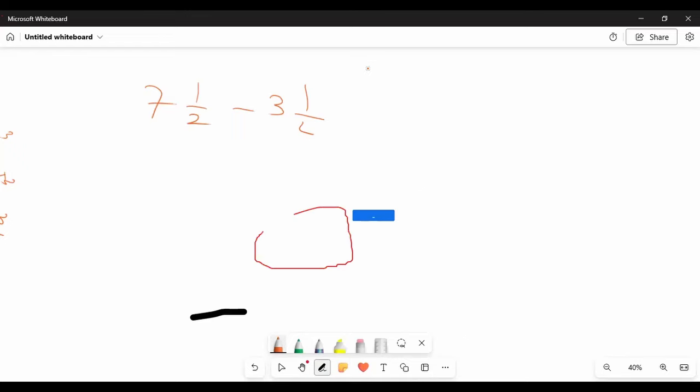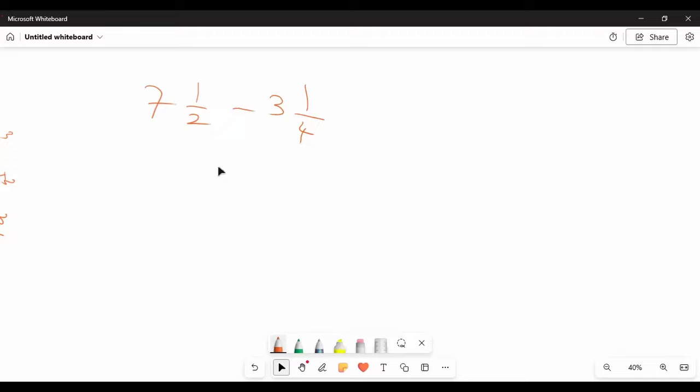I think someone is drawing on the screen. Thank you. All right, so what we have to do is convert this fraction to a mixed number. I mean, we can do, would you mind stopping that, please? Okay, no worries. We'll go back to this.